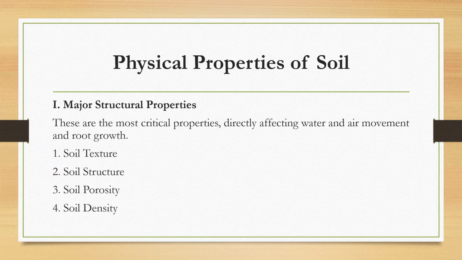The third major structural property is soil porosity. The definition of soil porosity is the volume of the total soil occupied by pore space. Here pore space means voids. These pores are filled with varying amounts of air and water. Soil porosity is directly linked to aeration, drainage, and water availability.